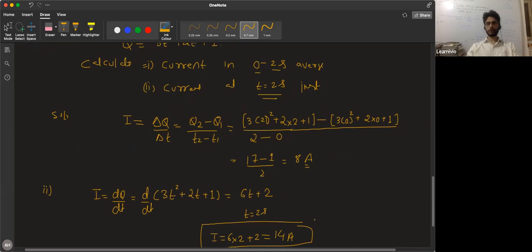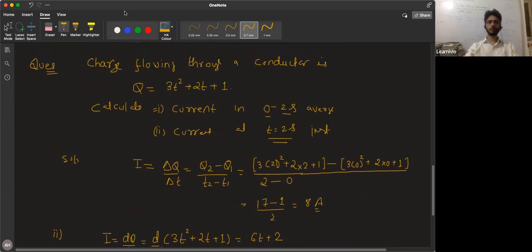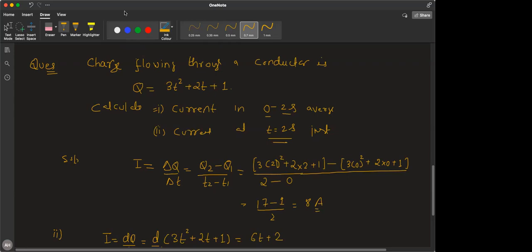So this is how we differentiate between average and instantaneous current. Note it down, then we'll do the next question. And please don't copy numericals. Just note down the question and do the solution on your own. Tell me once you have written.